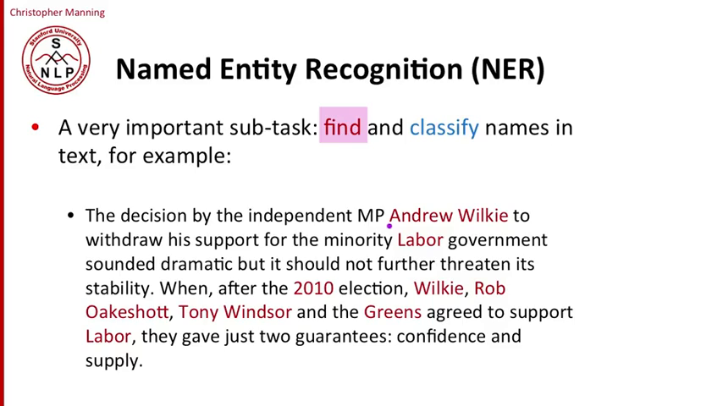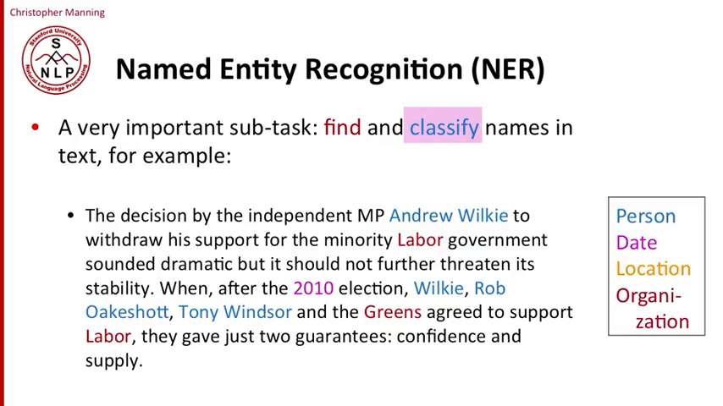So here we've then found a name, and in particular what that means is we're finding the limits of the name. So this one is these two tokens, this name is this one token, and then once we've done that, we're going to classify the names. So we're going to say that this name here is a person name, this here is the name of an organization, this is a date, and then we have a sequence of further person names. So I guess this one's Rob Oakeshott and goes across the line break.